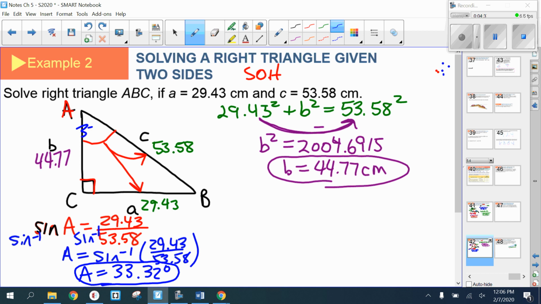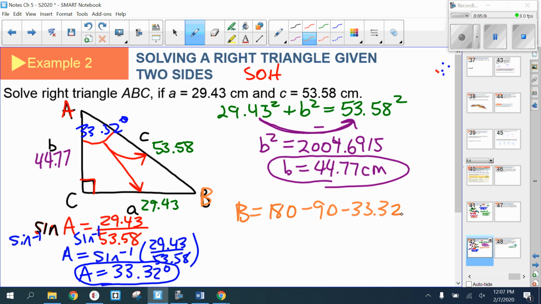I'm going to go ahead and write that in, 33.32 degrees. Now I've got everything except for that last angle. That last angle right here is B, but that should be easy to find if we've got two angles, because we still know that property that angles in a triangle add up to 180. So this is probably the easiest way of doing it. 180 minus 90 minus 33.32. But it's not the only way of doing it.